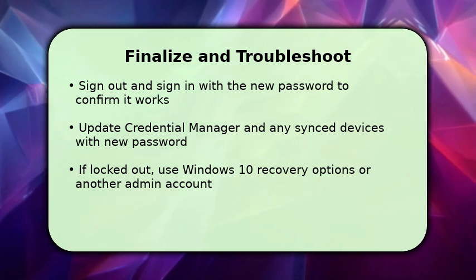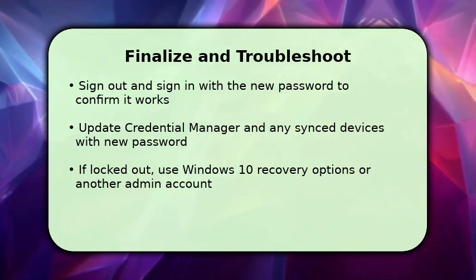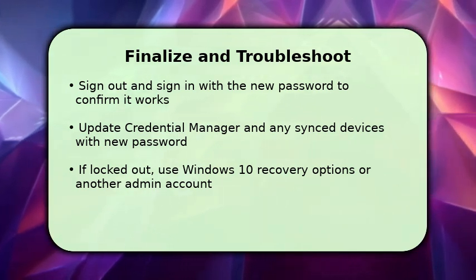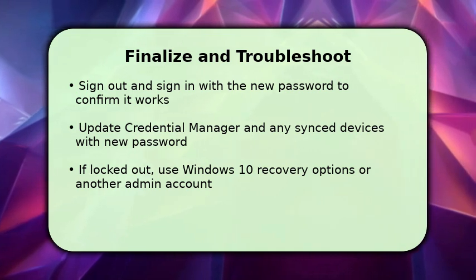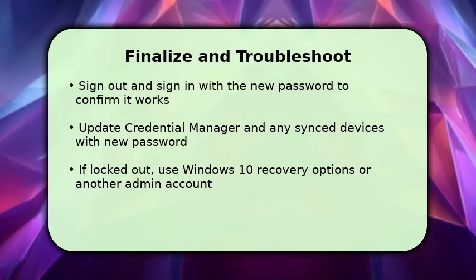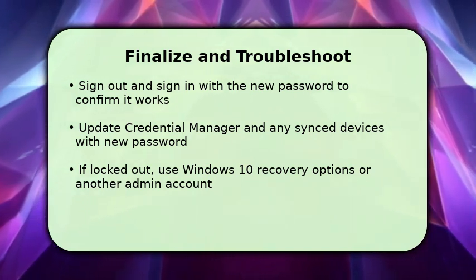If something goes wrong and you're locked out, use another administrator account or boot to Windows Recovery to restore system access. As a key troubleshooting tip, if recovery options fail, create a password reset USB from another PC before proceeding further to avoid data loss.